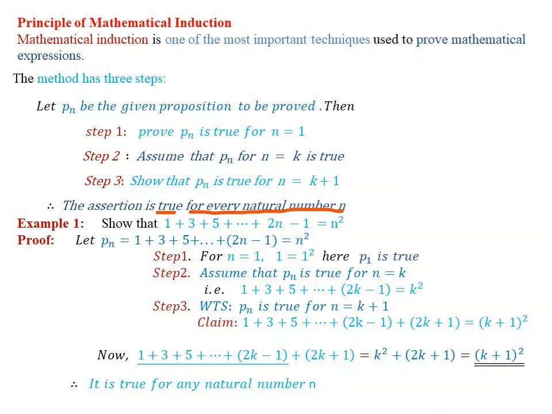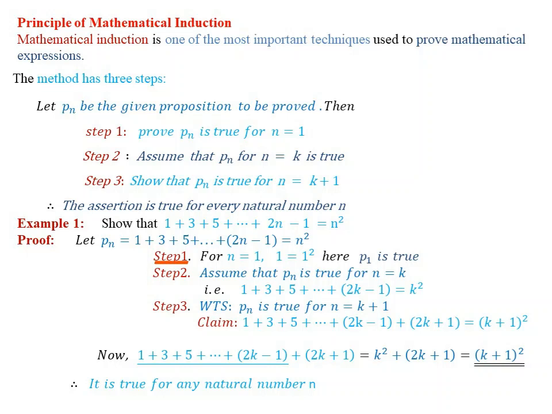For example, show that 1 plus 3 plus 5 plus up to 2n minus 1 is equal to n square. Now let's prove this using mathematical induction. Our proposition, or given statement, is Pn equals 1 plus 3 plus 5 plus 2n minus 1 is equal to n square.